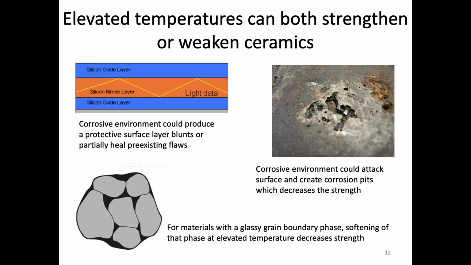So temperature is kind of a complex factor to look at when we think about strengthening, weakening, toughening a material. And so we have to consider environment, we have to consider what the material is, potential oxidizing or passivating layers that can form, and if we have glassy phases. And that's just a couple. So, all right, we'll come back and look at the next section, which is how do we toughen these ceramic materials.